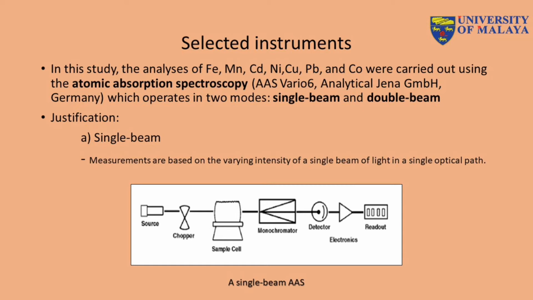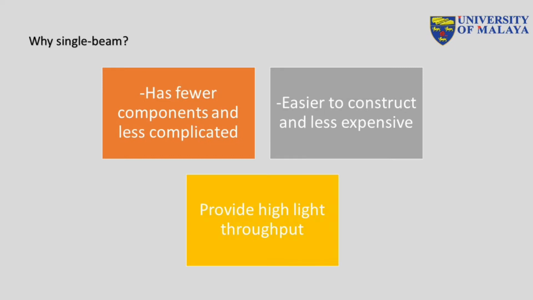What actually does a single beam photometer mean? It is called a single beam because all the measurements are based on the varying intensity of a single beam of light in a single optical path. Why did we choose a single beam mode? This is because a single beam configuration has fewer components and is less complicated. Therefore, it is easier to construct and less expensive than other types of photometers. With a single light path and a minimum number of optical components, a single beam system typically provides a very high light throughput.